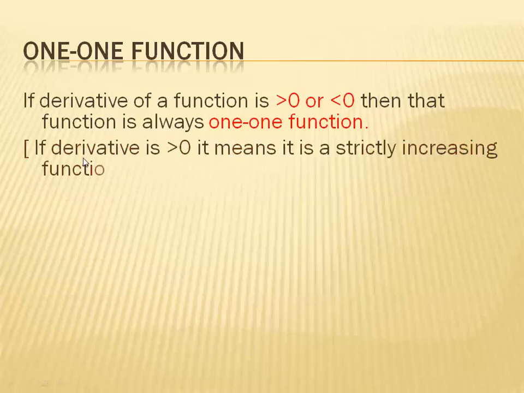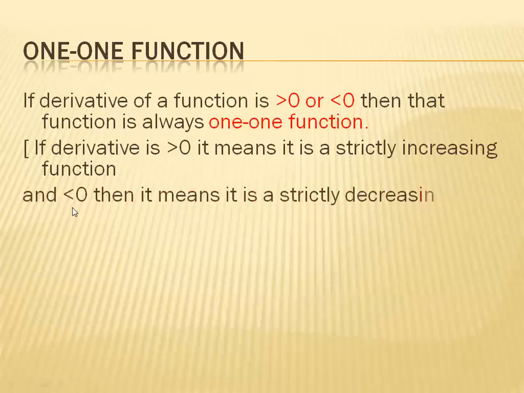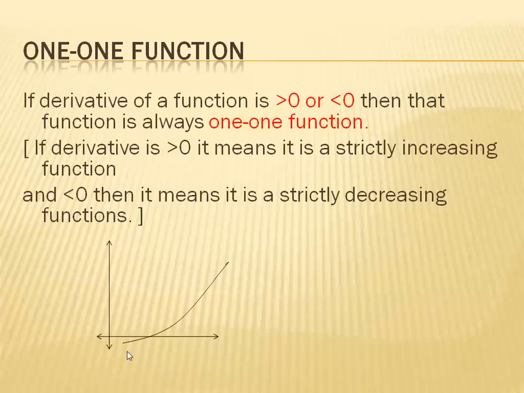Why? Because if the derivative is greater than 0, it means that it is a strictly increasing function, and if the derivative is less than 0, then it is a strictly decreasing function. A strictly increasing function will look like this. If you draw a horizontal line to this type of curve, you can see that it will intersect the graph of the function in one point only. This is an example of a strictly decreasing function. If you draw horizontal lines, they will intersect the graph in one point only, and therefore it is one-one.